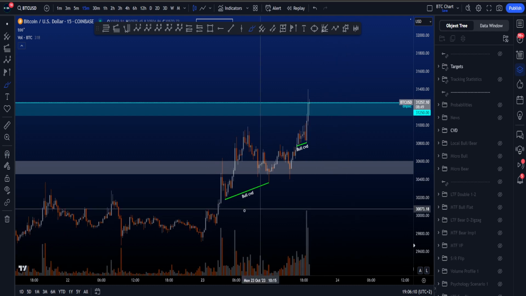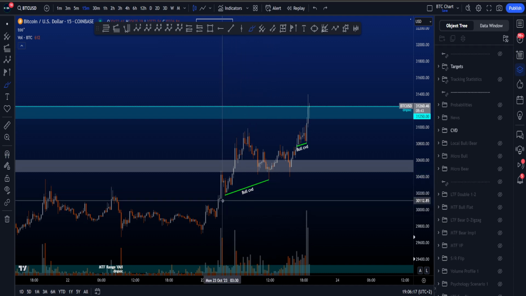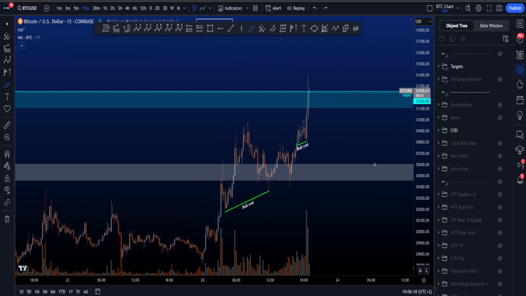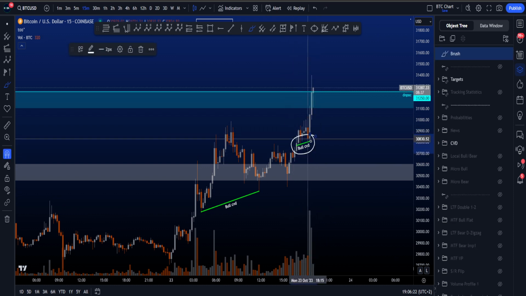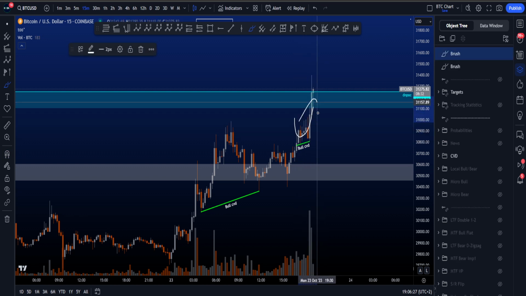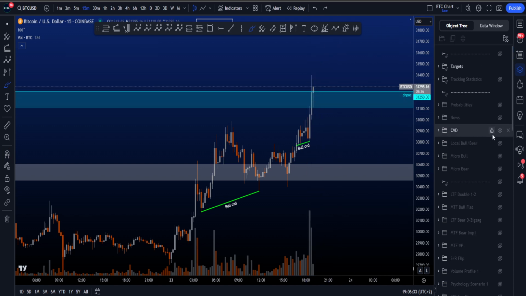If we look at these CVD divergences, they have been building bullish CVD divergences all the time. Over here, we had bullish CVD divergences, higher low in price, lower low on the CVD, and also more locally over here on the 3-minute chart, bullish CVD divergences during this retracement for then price moving to the upside, reaching resistance, which is now potentially clearing for then a continuation to the upside.